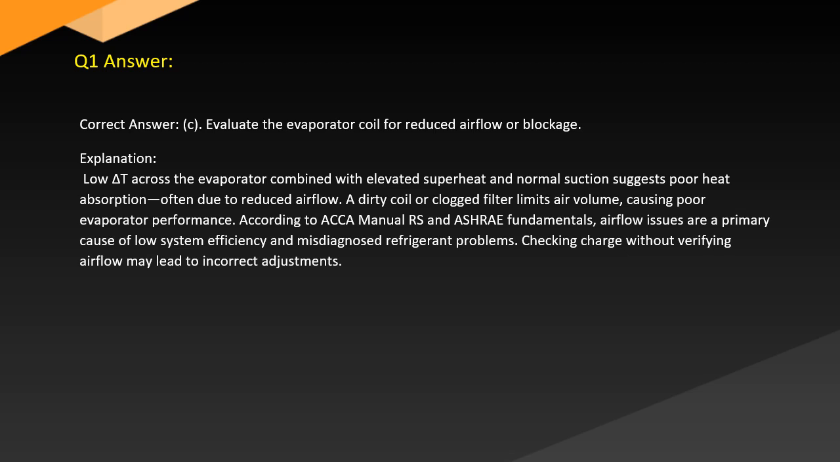Answer. Correct answer: C. Evaluate the evaporator coil for reduced airflow or blockage. Explanation. Low DT across the evaporator combined with elevated superheat and normal suction suggests poor heat absorption, often due to reduced airflow. A dirty coil or clogged filter limits air volume, causing poor evaporator performance.